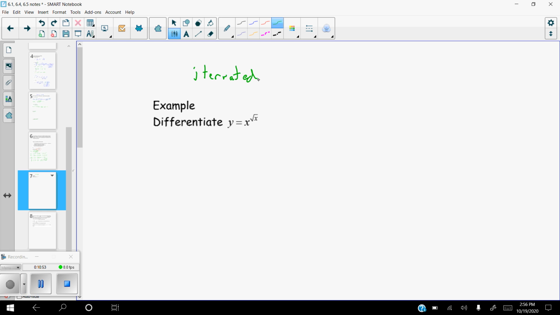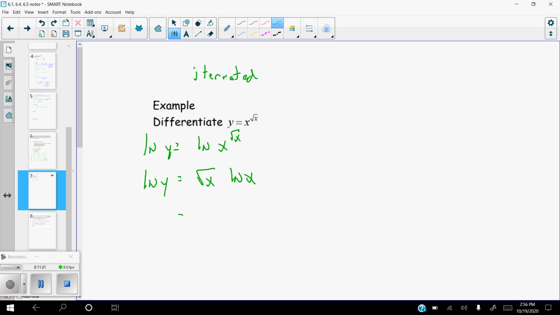So how do we take the derivative of an iterated function? Well, really using natural logs is the easiest way to do it. So I'm going to take the natural log of both sides. And the reason we do that is because now on the right side, I can use properties of logs to bring that square root of x out to the front. And now what I've created is a product rule, which I can actually take the derivative of.